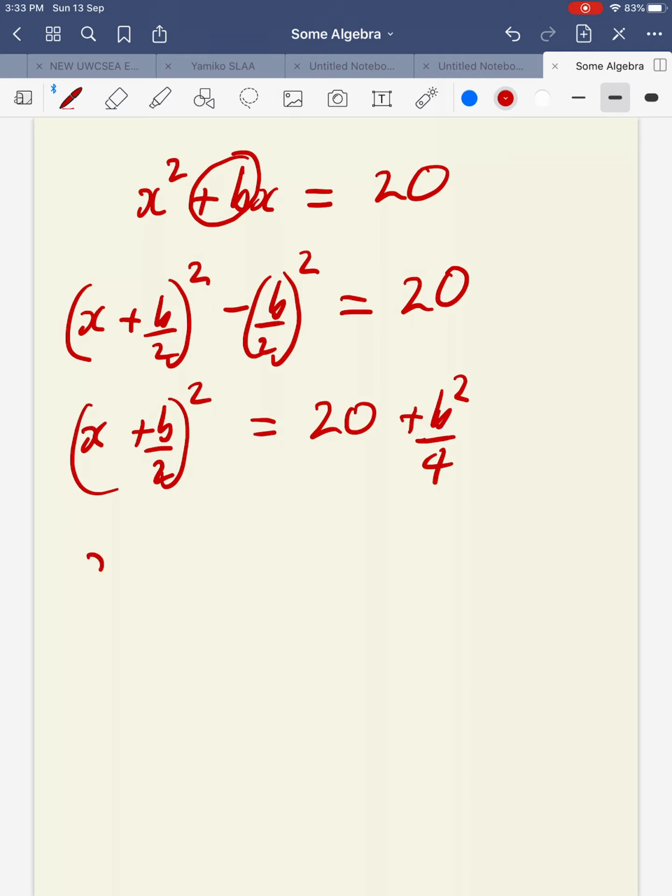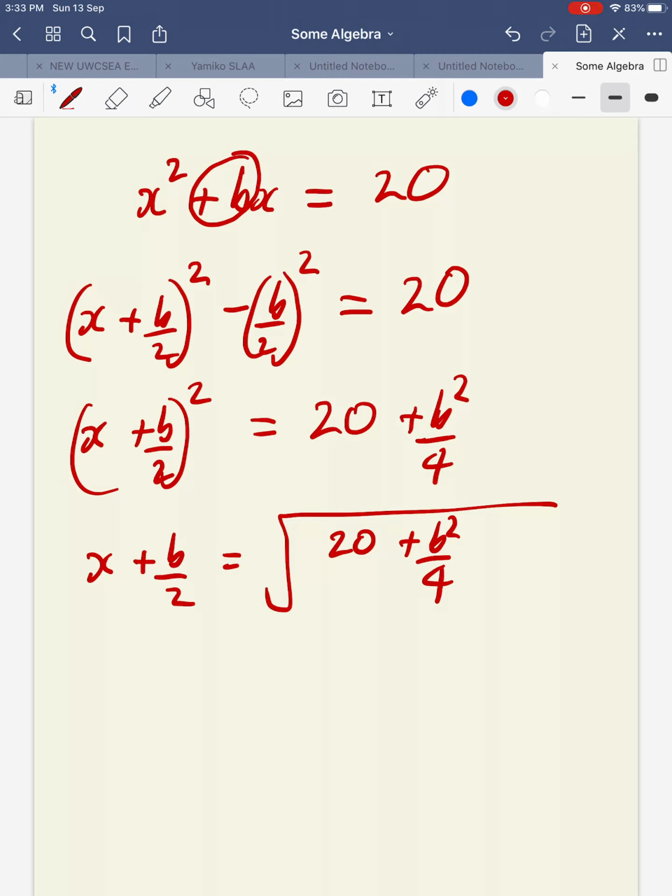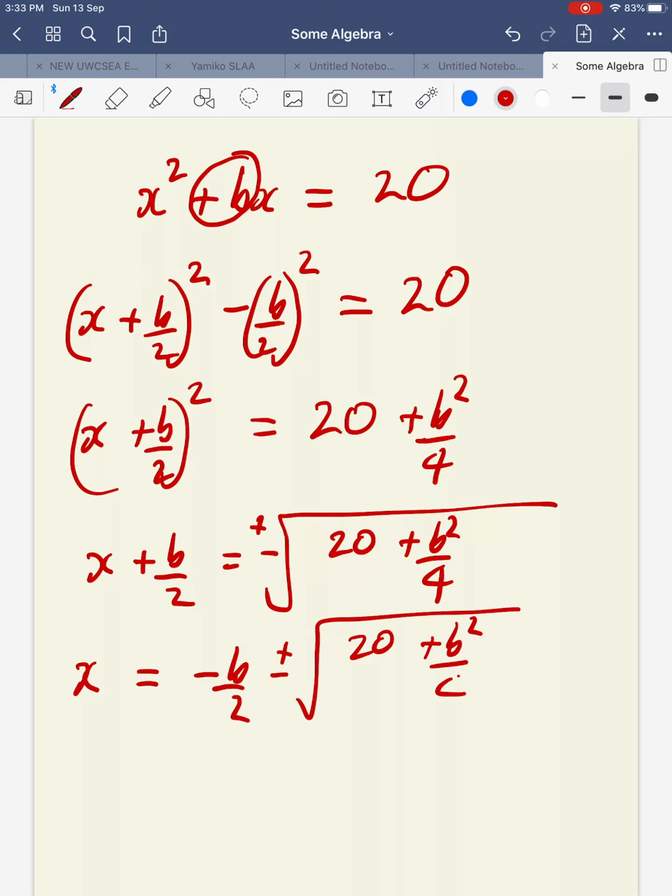And then if we square root both sides, we've got x plus b over 2 equals the square root of 20 plus b squared over 4. This will be a positive or negative answer, so therefore x equals minus b over 2 plus or minus the square root of 20 plus b squared over 4. Okay, so clearly if you put something else instead of the b, like a 3 or a negative 2, then you'll be able to solve equations that way quite easily.